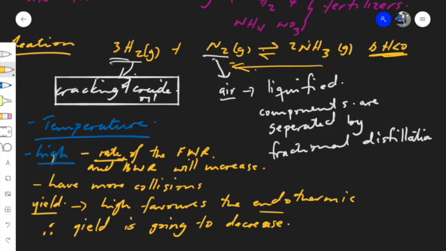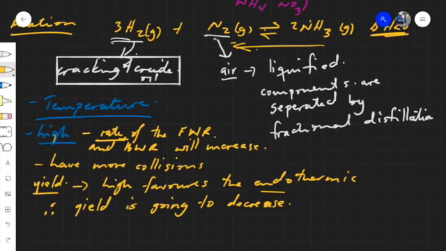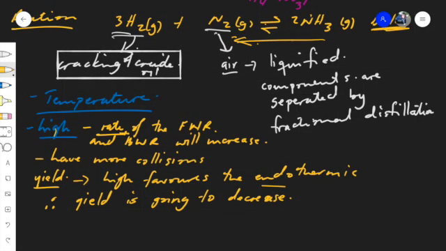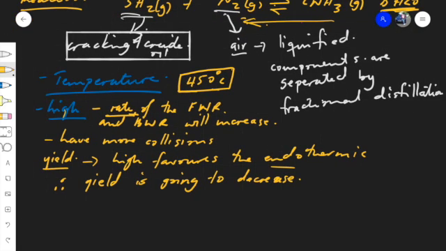So low temperatures reduce the rate but increase the yield, right? So we are actually caught between a rock and a hard place. What do we need to do? We need a temperature that is okay, and that temperature is actually 450 degrees Celsius, the okay temperature that we were talking about. So what is the other thing that we are going to need for this reaction? We're going to need air.